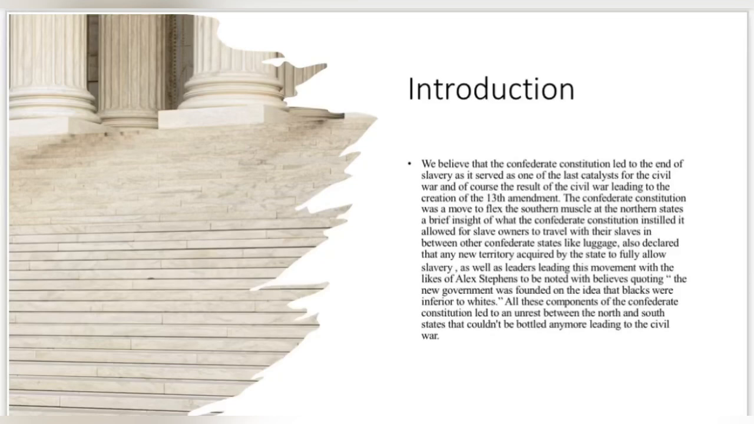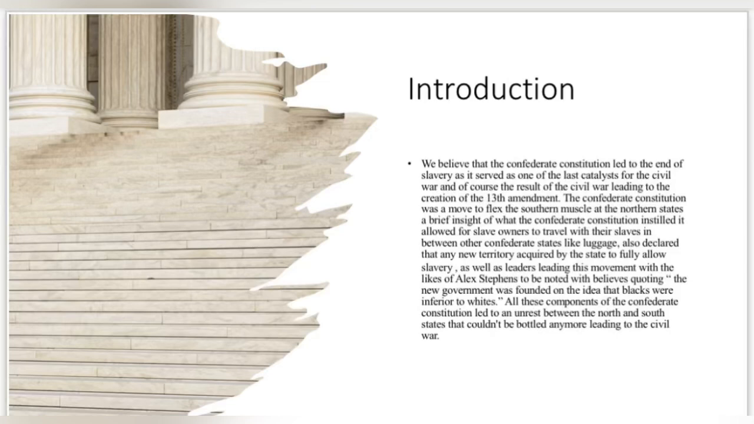Alright, we believe that the Confederate Constitution led to the end of slavery as it serves as one of the last catalysts for the Civil War. And we believe that the Confederate Constitution was like the breaking point before the Civil War. And of course, the Civil War is important in history because it led to the 13th Amendment, which is really important because it's actually the thing that abolished slavery and made it not legal.